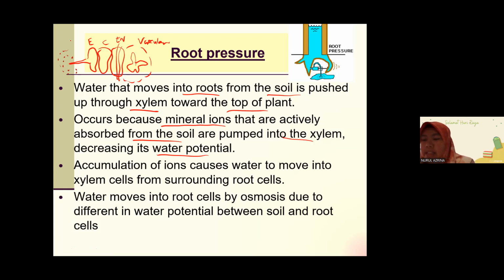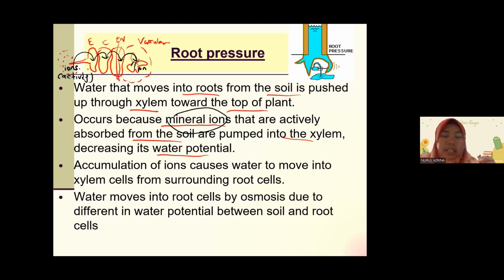First is the transportation of minerals. Mineral ions that are actively absorbed from the soil are pumped into the xylem. So ions will be pumped into the root epidermis and then to the cortex and then to the endodermis and then into the vascular tissue or into the xylem. So we have a high concentration of ions here inside the vascular tissue, right?